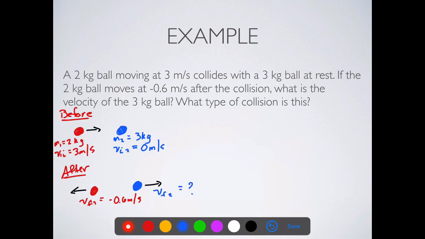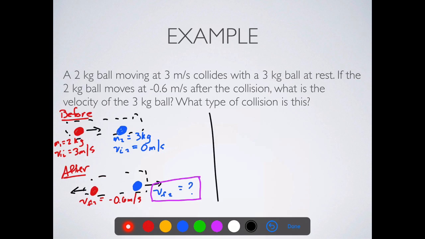All right. So we need to identify our unknown. Here's our unknown right here. This is what we're solving for. All right. Now we need to set up a conservation equation. And let's talk about our system. Our system here is going to be the 2 balls. All right. So let's set up a conservation equation. In our conservation equation, we start with P initial is equal to P final.